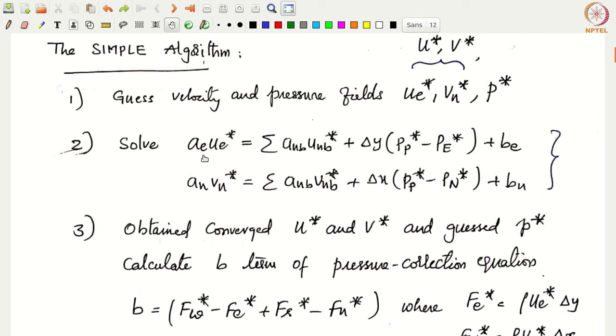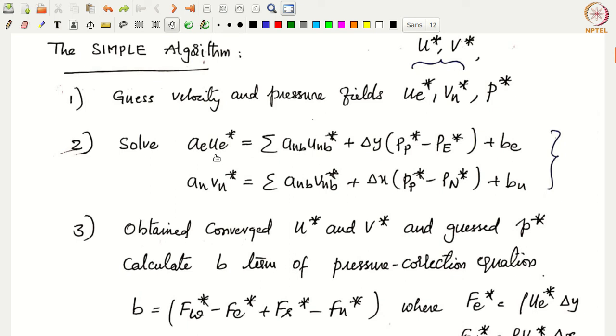Then the discrete equation is given by aE uE star equals sigma aNB uNB star plus delta y times (pP star minus pE star) plus bE. Similarly, the y momentum equation is given by aN vN star equals sigma aNB vNB star plus delta x times (pP star minus pN star) plus bN. Now in doing this, of course we have guessed the pressure everywhere, and we have also guessed the u star values because these are required when we try to solve this equation.